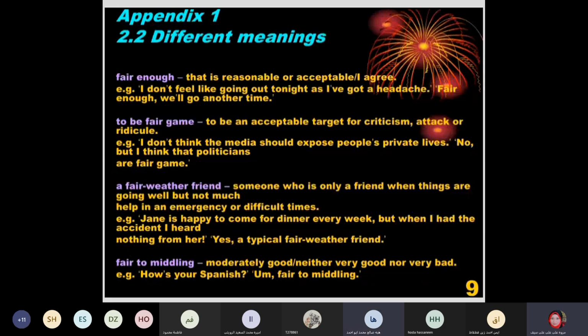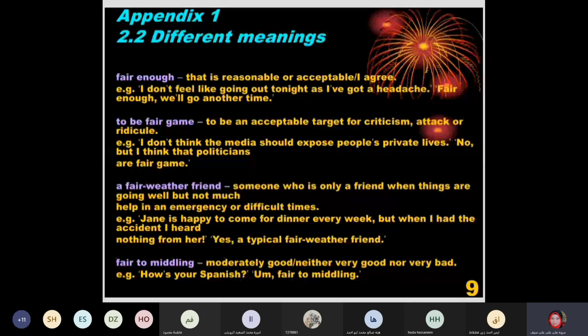Okay, who else? Miss Heba, go ahead. Yes, fair to middling, between good and bad. It's moderate between them. Yes, that's it. Very good. Thank you so much. I agree with you. Something which is fair to middling is half half. It's in between. It's not too good, not too bad.